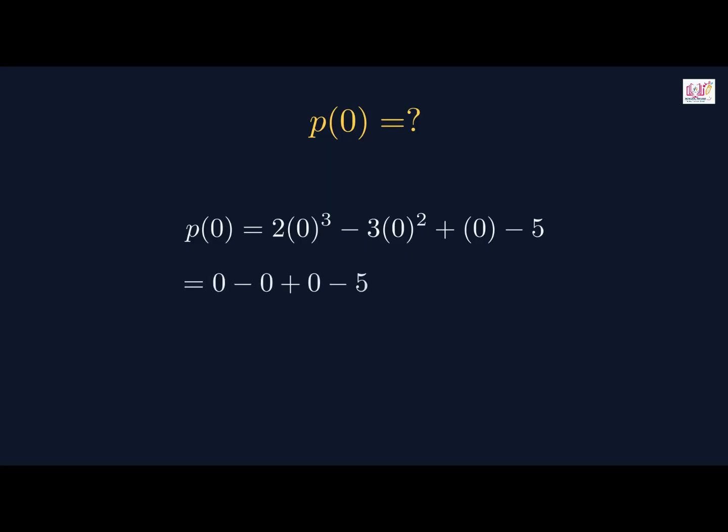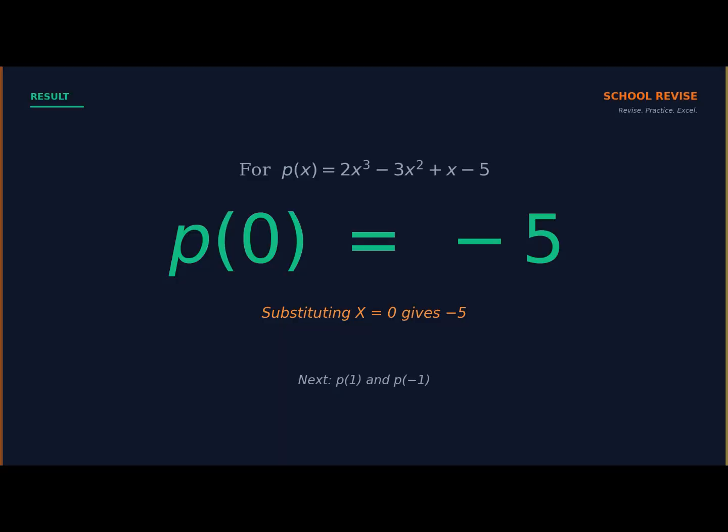2 times 0 cubed is 0. 3 times 0 squared is 0. Plus 0. Minus 5. Answer is minus 5.